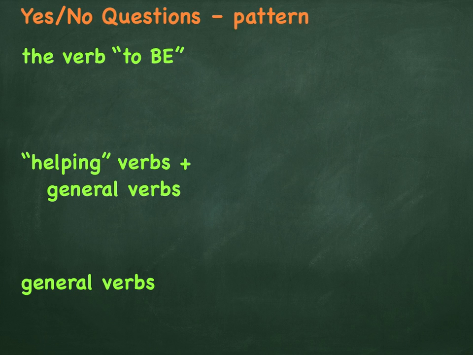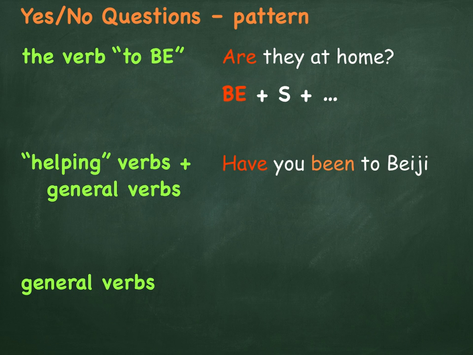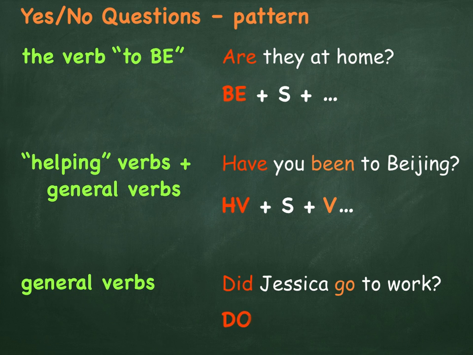First, be again. And you can see that be has moved in front of the subject. That's all. With the helping verb, again, it's now in front of the subject. And for the general verbs, again, we need to add a do helping verb before the subject. That's important.